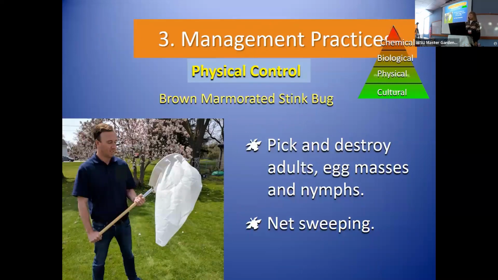So for brown marmorated stink bug, there's not much you can do in terms of physical controls. The idea is that you would just get out there and pick the stink bug and squish it. You would destroy the adults, the eggs, and the nymphs. You could try net sweeping too if you see an abundance of the stink bug.